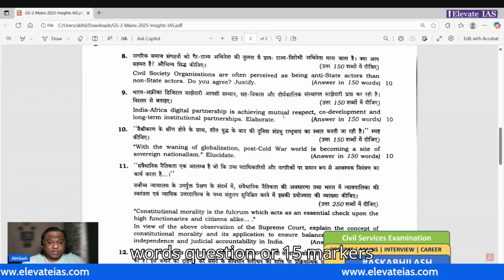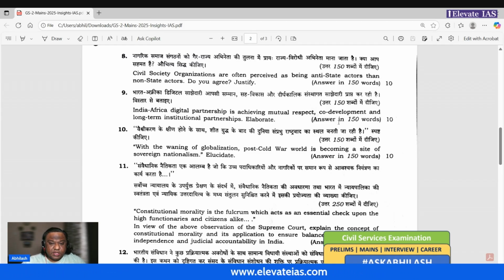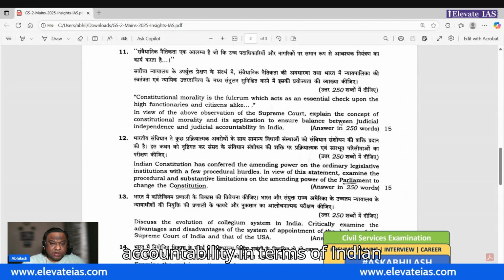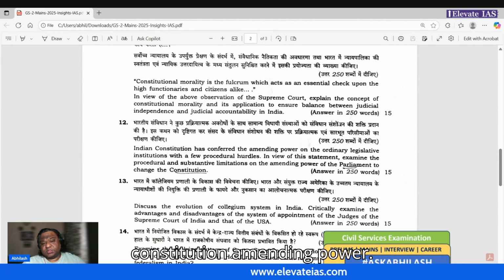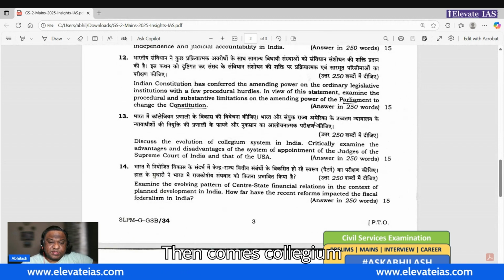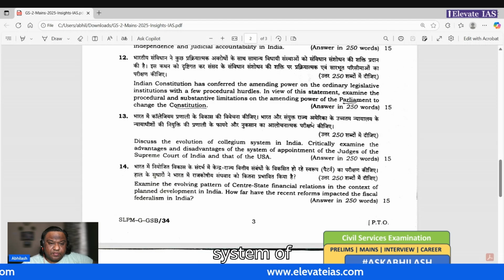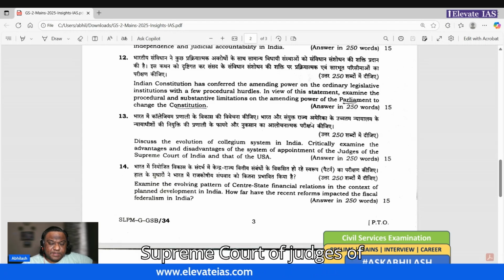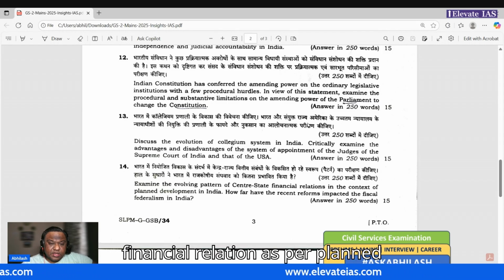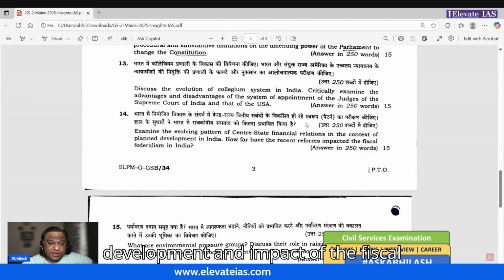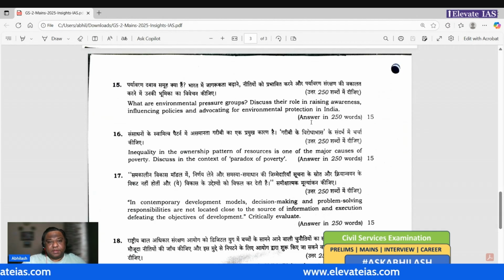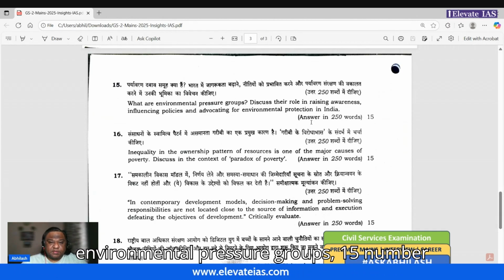Then comes the 250 words question, the 15 marker, on constitutional morality and Supreme Court judgments, judicial accountability. Then the Indian Constitution's amending power. Then the collegium system of judges of the Supreme Court. Then central-state financial relations as per plan development and the impact on fiscal federalism. Then what are environmental pressure groups? The 15th question.